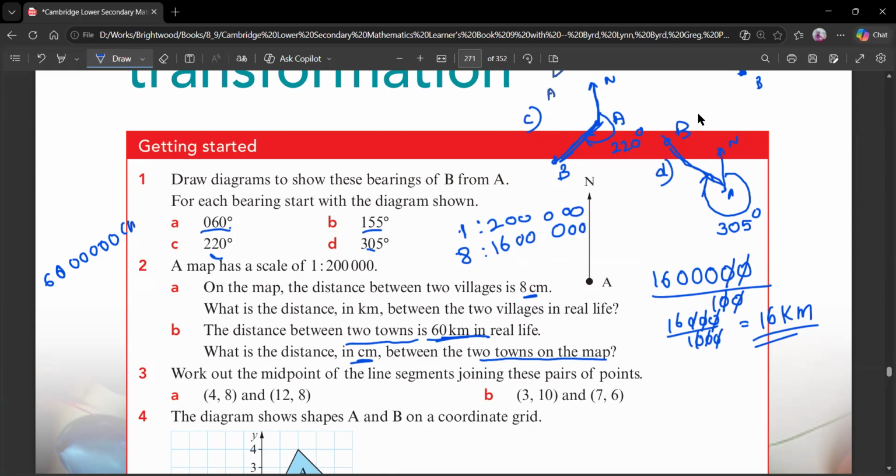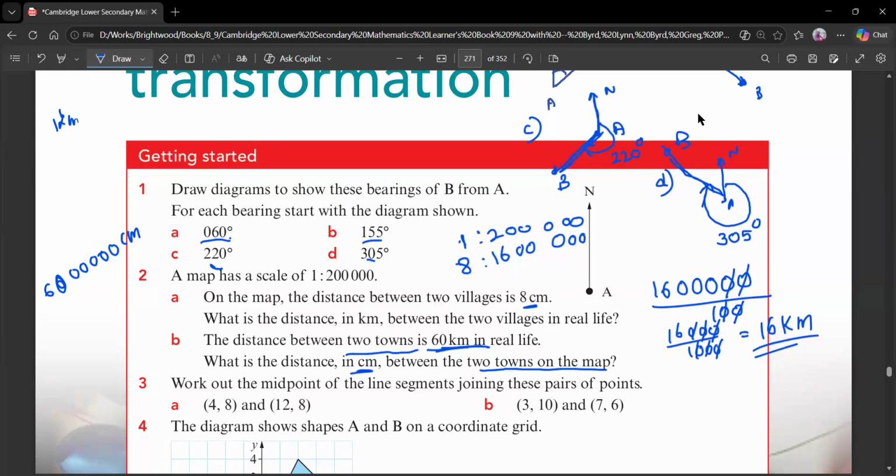Clear? Here, the distance in centimeters. Again, 60 kilometers converted to meters, there are three zeros to add. Meters to centimeters. Did you remember, kilometers to meters you have to multiply by 1,000, and meters to centimeters you have to multiply by 100? Altogether, 1,000 times 100, there are five zeros. You have to add five zeros.